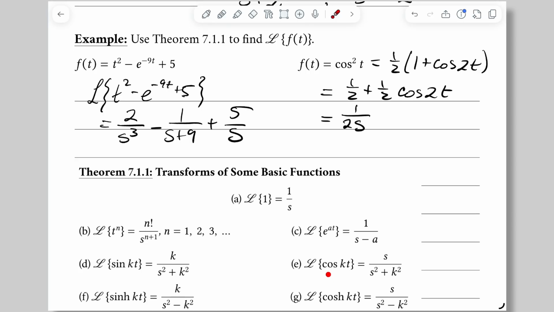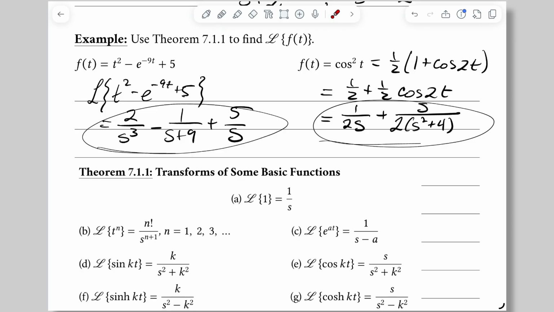And then the transform of the cosine of kt is s over s squared plus k squared, and in this case, k is 2. So we've got plus s over, now for the cosine, we have this s squared plus 4, and there was a coefficient of 1/2, so in that denominator, I'm going to put 2 times that quantity s squared plus 4. And these are our transforms.